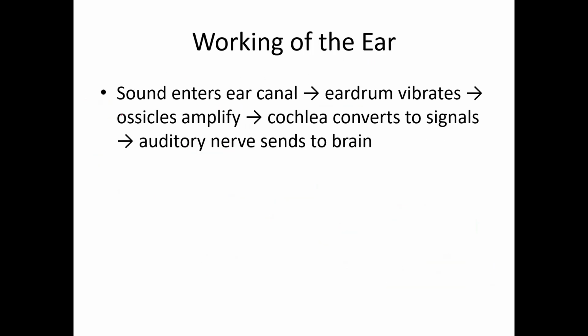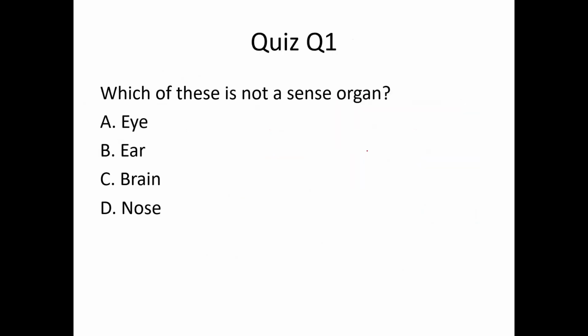How does the ear work? Sound enters through the ear canal, then the eardrum vibrates, the ossicles amplify these vibrations, then send the signal towards the cochlea. The cochlea converts the signal into an electrical one, and the auditory nerve sends it to the brain.